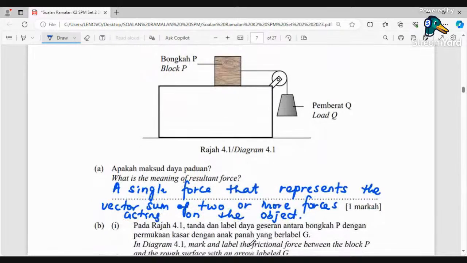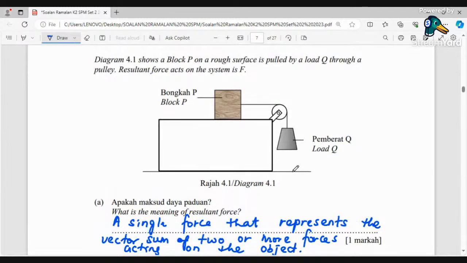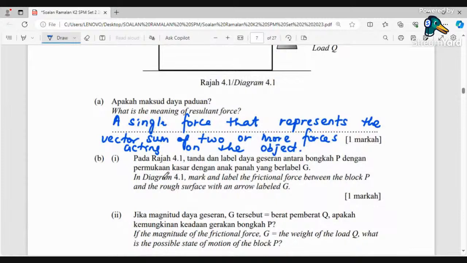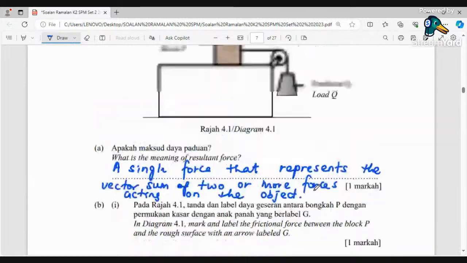A single force that represents the vector sum of 2 or more forces acting on the object. B1. In diagram 4.1, mark and label the frictional force between block P and rough surface with arrow label G.